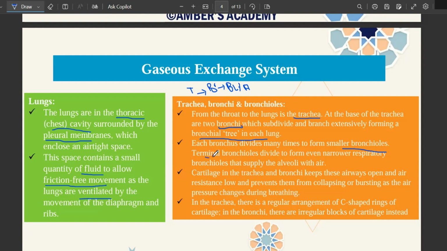Then your bronchioles further divide into terminal bronchioles, and then they divide to form even narrower respiratory bronchioles that supply the alveoli with air. And then cartilage: you also need to remember that trachea has incomplete C-shaped cartilage. Cartilage in the trachea and bronchi. You need to remember that cartilage is present in trachea and in bronchi. It's not present in bronchioles. Everything which I'm underlining in this slide is important for your P1.